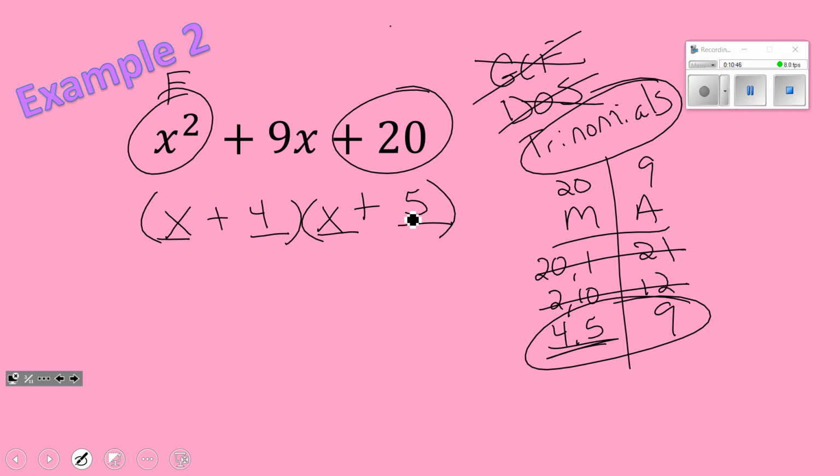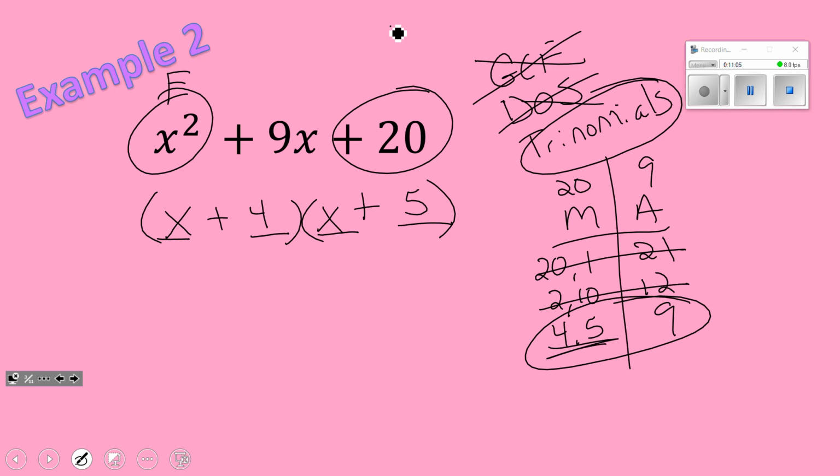And those are your factors. What's one of the factors? X plus 4. What's the other factor? Would it matter if I put the 5 in the front one and the 4 in the back one? No. What property says that x plus 4 times x plus 5 is the exact same thing as x plus 5 times x plus 4?